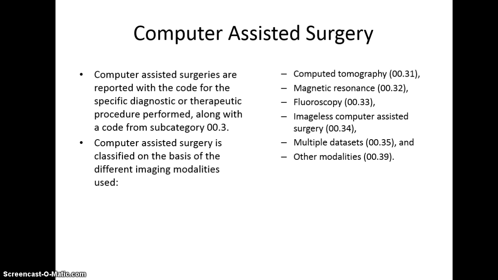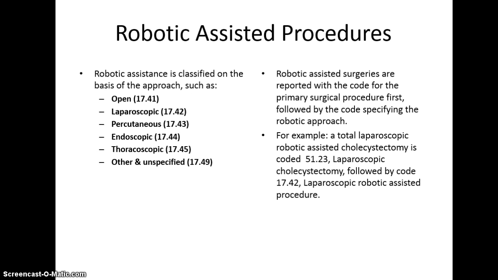Computer-assisted surgeries are becoming very commonplace now. These are reported with a code for the very specific procedure that's performed, and then a code from the category 00.3. Computer-assisted surgery is classified based on the different imaging modalities that are used. So if you look on the right, you'll see that we have computed tomography, magnetic resonance, fluoroscopy, each going to a different code within the 00.3 subclassification.